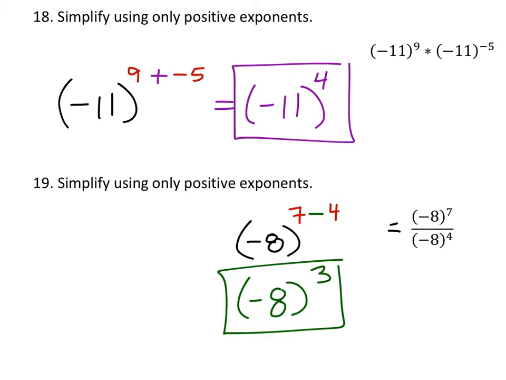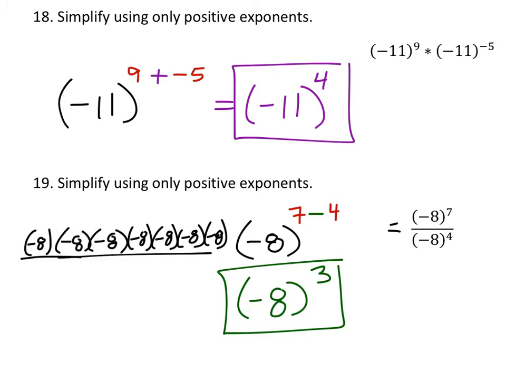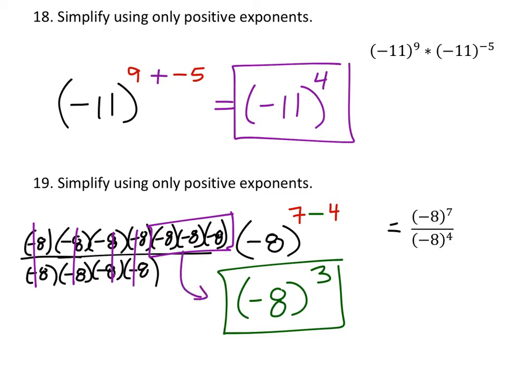So let's see why we subtracted on this one. In the numerator, I'd have negative 8 multiplied by itself 7 times. And in the denominator, I've got 4 of these negative 8s. Anything divided by itself is 1, so that's 1, 1, 1, and 1. However, those become phantom ones, and what we're left with is just these 3. So by canceling those out as phantom ones, it's like subtracting. It's taking the number of negative 8s in the numerator and subtracting the number of negative 8s in the denominator. This one would come out as negative 8 in parentheses to the power of 3.